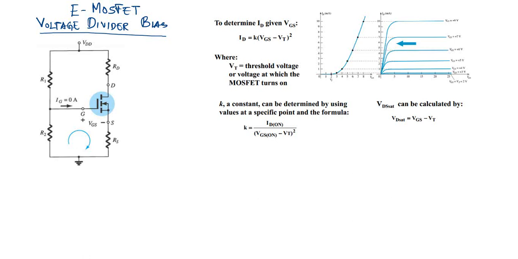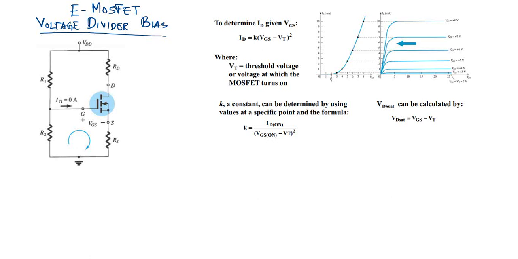In this session, I am going to explain the voltage divider analysis of voltage divider bias circuit of enhancement MOSFET. I kept the characteristics on the right side. What you are seeing is the characteristics of the enhancement MOSFET. I just kept it for your reference. So we will start with the circuit.